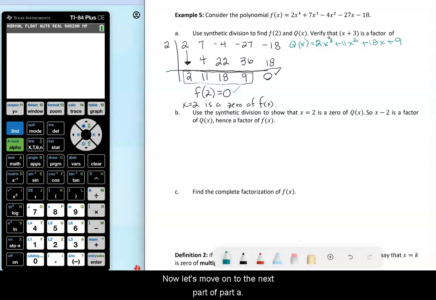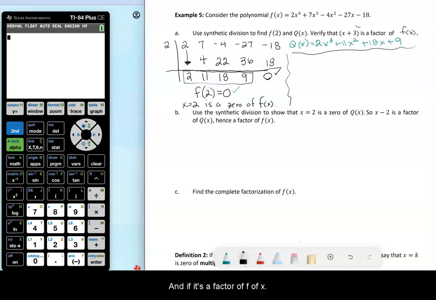Now let's move on to the next part of part A. Verify that x plus 3 is a factor of, and it's blank right there, and I apologize for that. That should be a factor of f of x. So to verify if x plus 3 is a factor of f of x, we have a variety of ways, but using synthetic division, we would take x plus 3, and if it's a factor of f of x, then that means that x equals -3. So we would be finding the value of f of -3 if we did synthetic division, and it should work out to be 0.